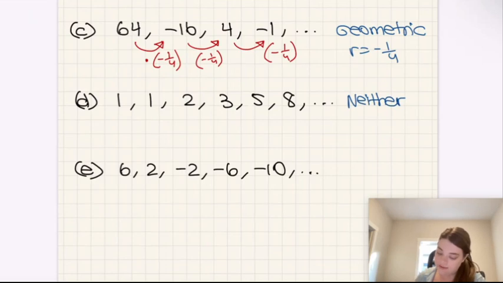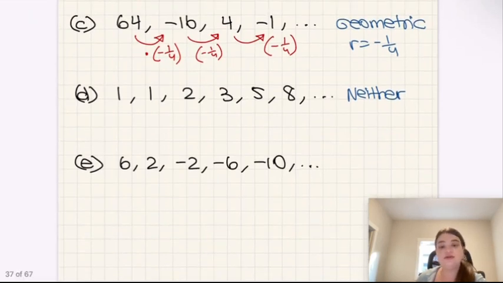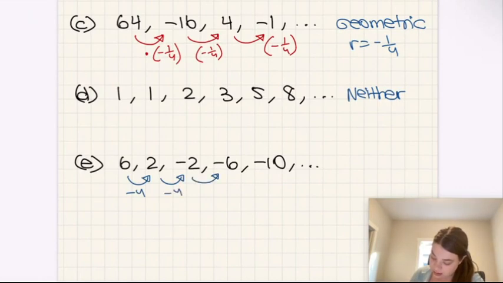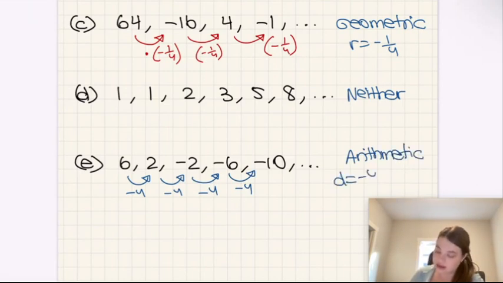Okay, then we have E, 6, 2, -2, -6, -10. Well, it looks like we add -4 every time, or subtract 4 every time, in other words. And so therefore, because we always take every term and subtract 4 to get the next, this would be arithmetic, because there is a common difference of -4. And there we go.